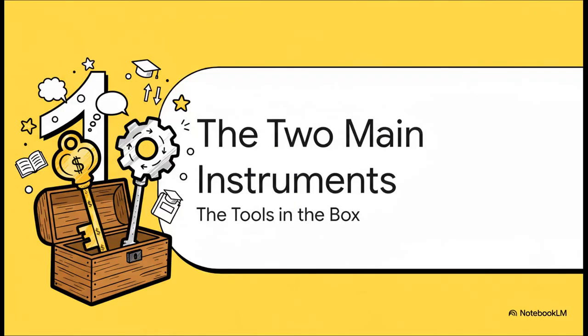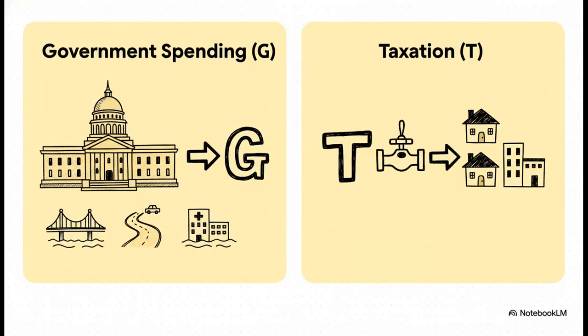Okay, so let's look inside this toolbox. You'll find there are two main instruments, right? These are the primary levers the government can pull to try and steer the economy. So on one hand, you've got government spending, which we call G. This is all the money spent on things like new motorways, hospitals, schools, and defense. When the government decides to spend more, it's like it's injecting a shot of cash straight into the economy.